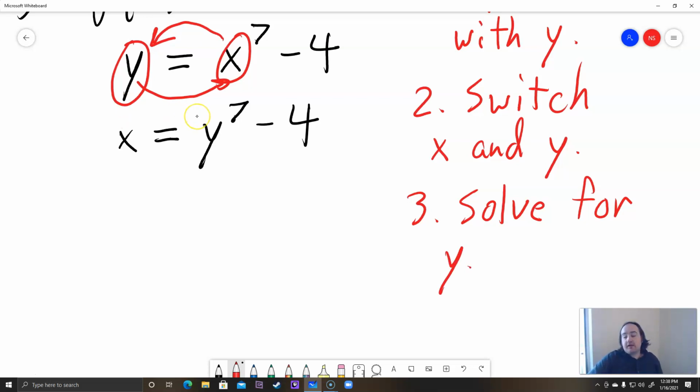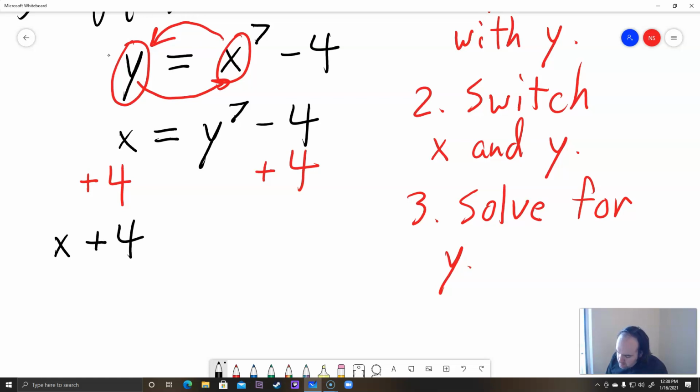So to solve for y, first of all, we need to get all the terms involving y on one side and everything else on the other side. So for example here, this minus 4 needs to go to the other side. So what we're going to do here is add 4 to both sides. So on the left side we get x plus 4, and on the right side we have y to the 7.